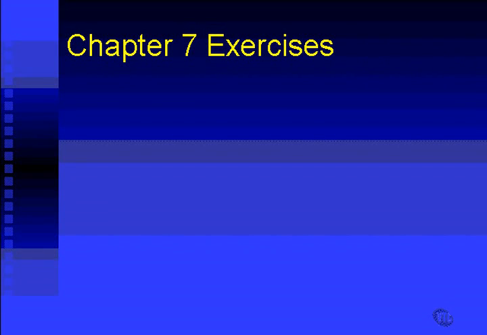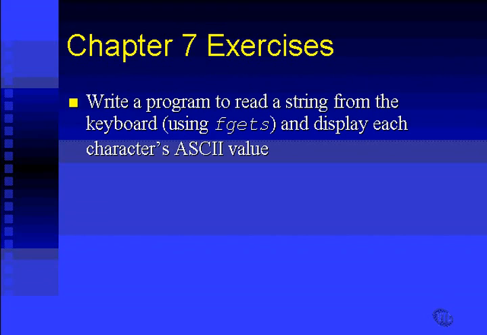Here are the exercises for Chapter 7 on strings and characters. Firstly, I'd like you to write a program that reads a simple string from the keyboard, like someone's name, and then displays each character in that string. For each character in that string, display the numerical ASCII value of it. So if it was the letter A, for example, I want you to display 97.